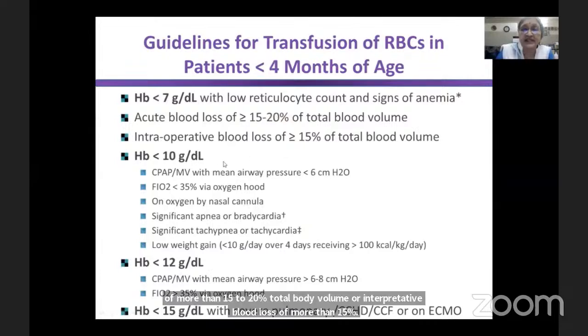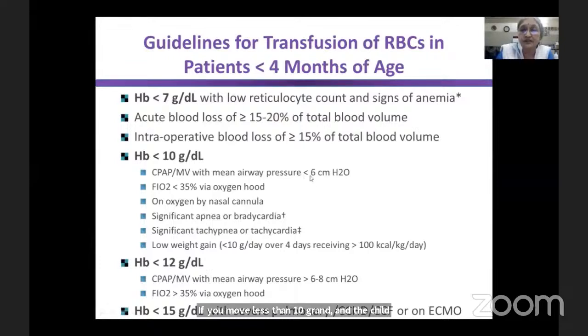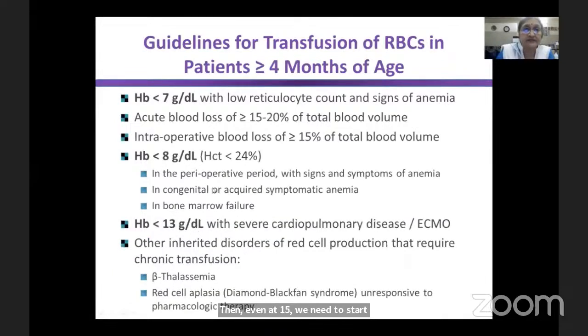If hemoglobin is less than 10 gram% and the child is on a CPAP or mechanical ventilation with airway pressure less than 6 or FiO2 less than 35, then you need to give. If the child is requiring higher CPAP pressures or higher FiO2, then we have to start transfusion even at hemoglobin of 12. And if the child is having a congenital cyanotic heart disease, CCF or ECMO, then even at 15, we need to start giving RBCs.